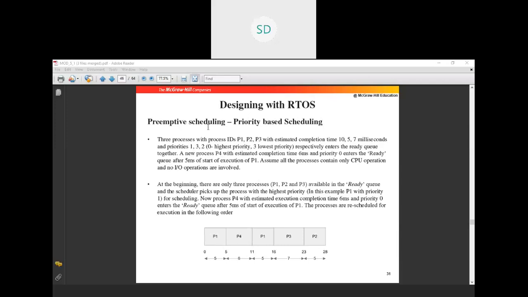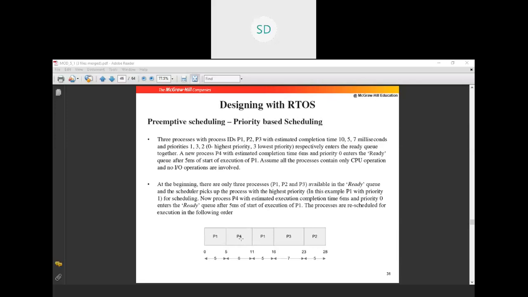So it comes as the present running task. The present running task is P1 with priority 1, whereas P4 has priority 0. Therefore P4 has the highest priority, so the present running task's execution will be stopped. At the 5th millisecond, P1 execution is stopped. P1 has been executed for 5 milliseconds. The execution time of P1 should be 10 milliseconds and only 5 are over, so we have 5 more milliseconds to complete P1. So it is stopped and P1 enters the ready queue with an execution time left of 5 milliseconds.